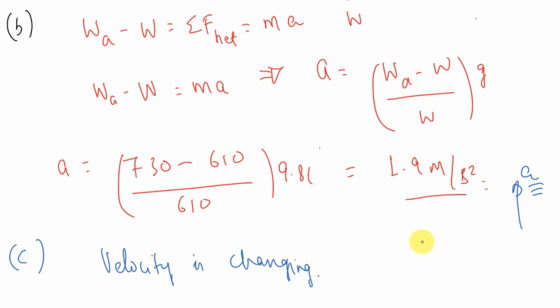So if the elevator is moving down, then the elevator is slowing down, and if the elevator is moving up, then we can say that the elevator is speeding up. But we can't say by knowing the direction of acceleration that either the elevator is moving down or up. So one thing we are sure, that velocity is changing. So this is all we can say about velocity.